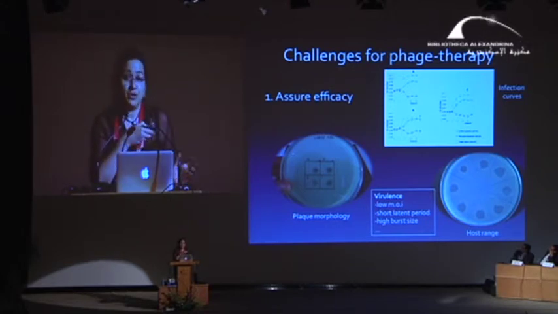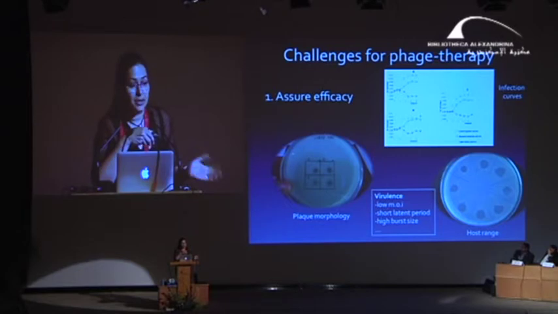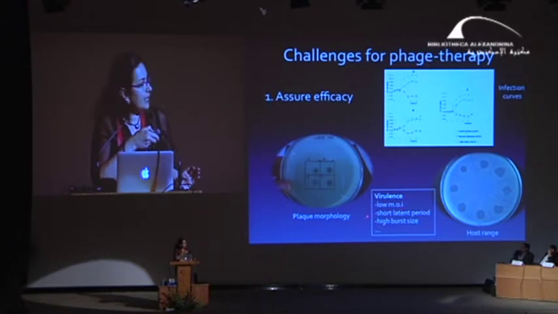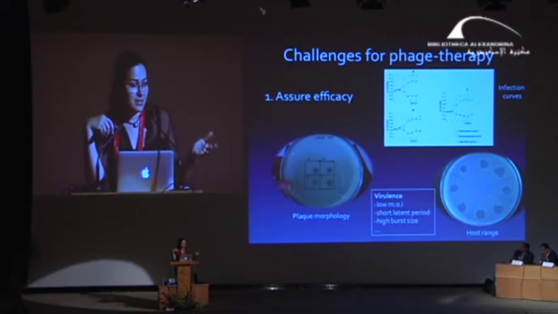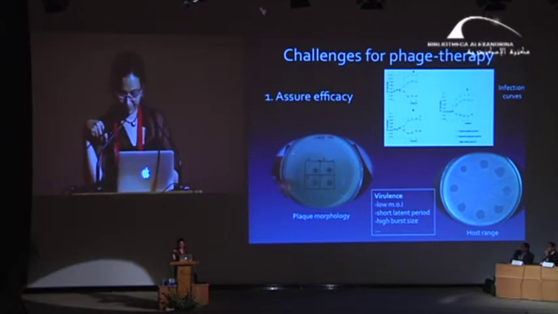Another thing that you consider in these first steps is the virulence of the phage that you isolate. You probably want to work with phages that are needed in very low quantities but can kill a lot of bacteria, and that can be measured with criteria like low multiplicity of infection, a short latent period, high burst size, which means how many phages a bacterial cell can release.